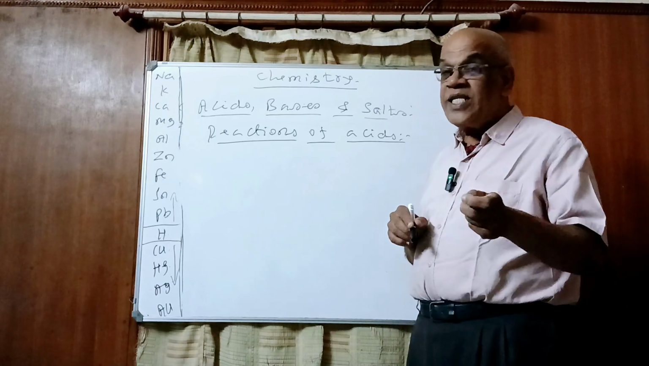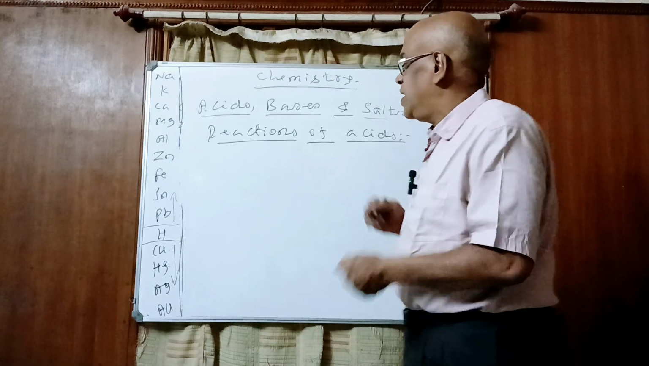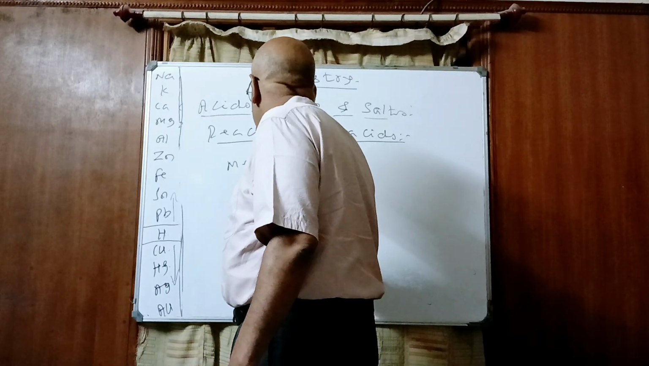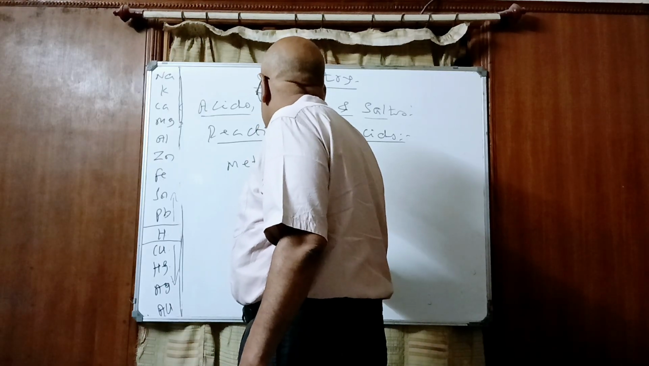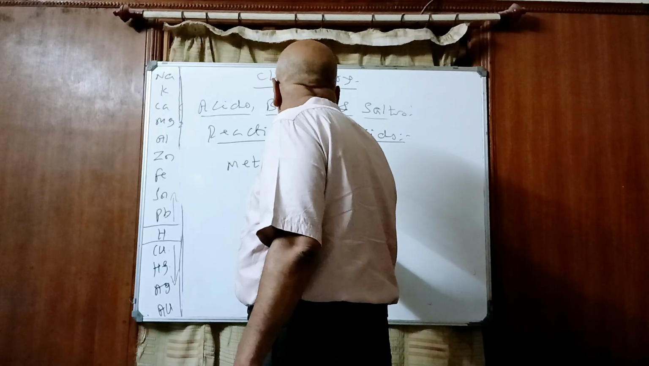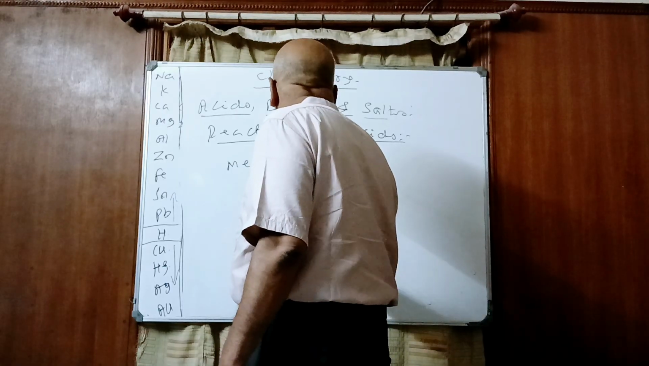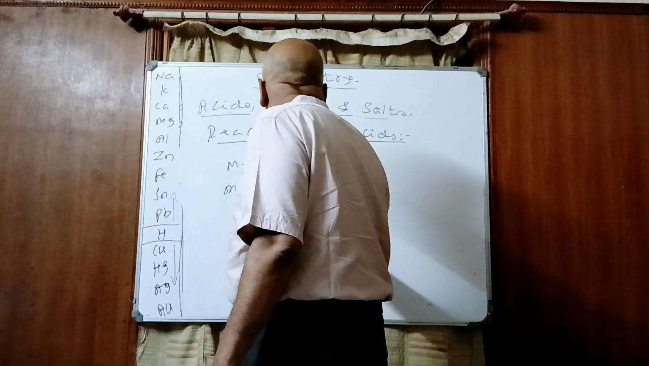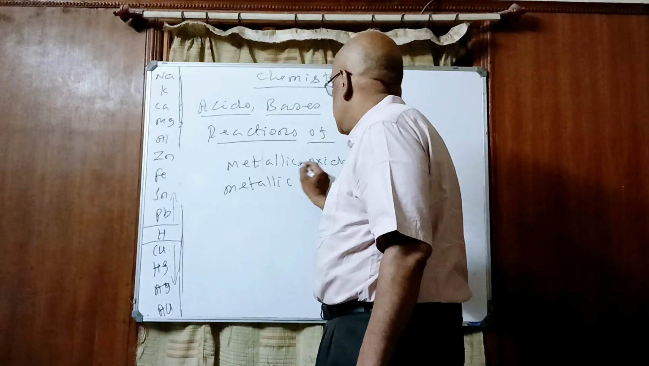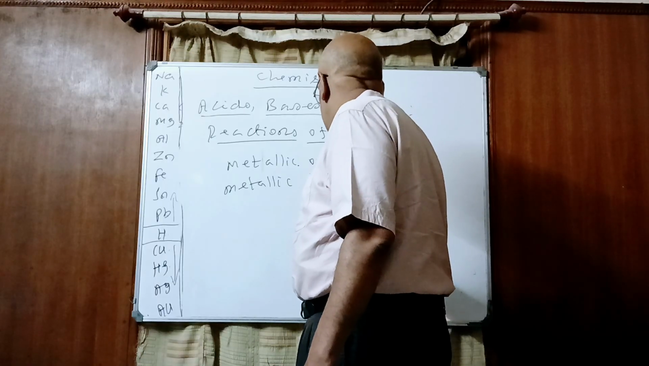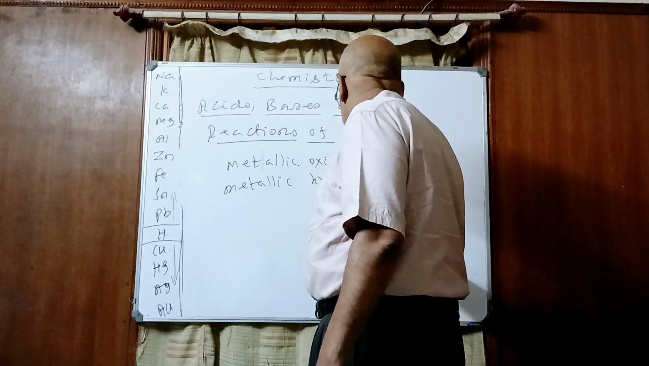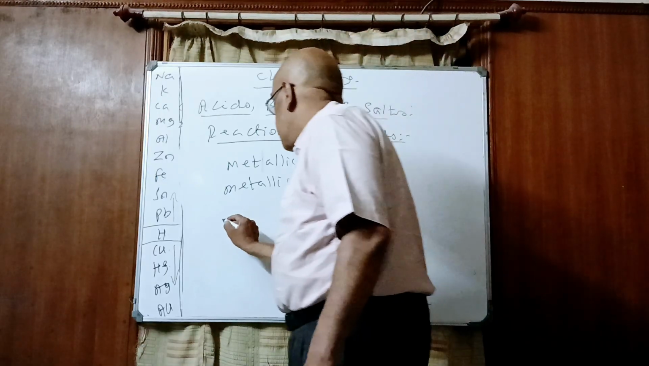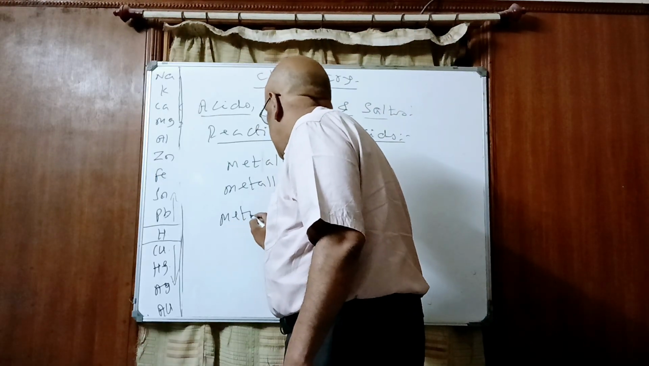Before that, just a small trick I'll teach you children. See here. Now, metallic oxides, then metallic hydroxides, it will help you a lot children. Metallic carbonates, metallic bicarbonates.